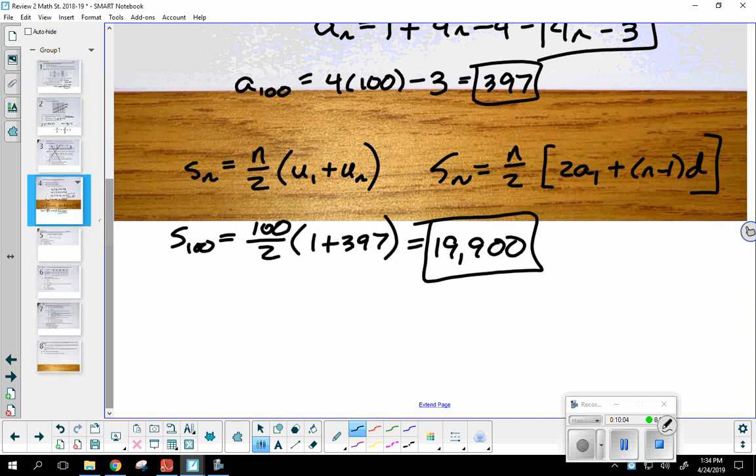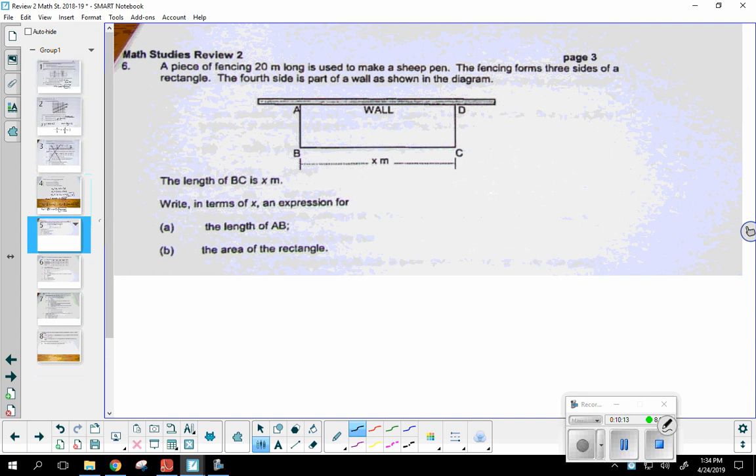Arithmetic sequences and series kind of coming back to you? Okay. Good. All right, excellent. We are moving along. We're going at good speed now.